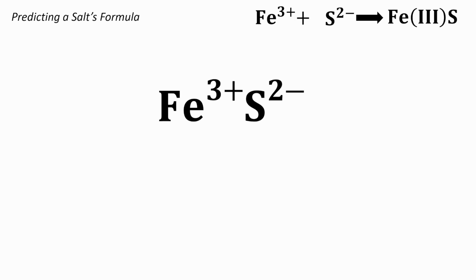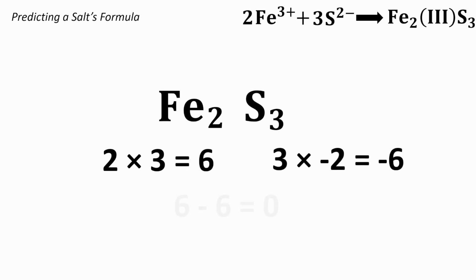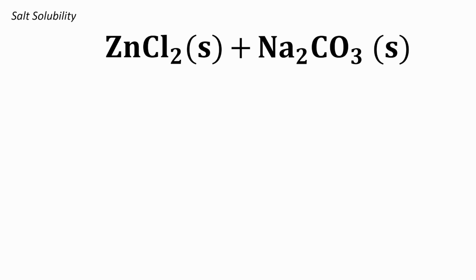This is done by moving the charge of the cation, removing the plus and placing it at the bottom right of the anion. We then do the same for the anion, and we now have the formula of iron-free sulfide, and if we check, we can see that the charges cancel each other out, which means that the salt is neutrally charged.